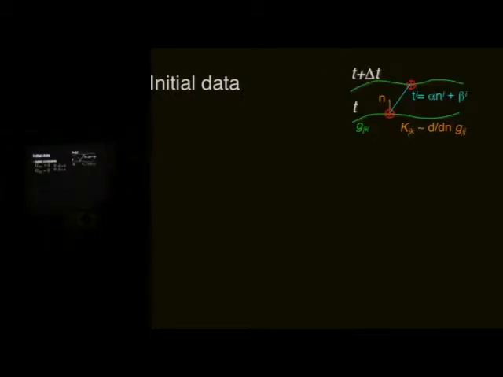Okay. But you can't just choose any metric and extrinsic curvature that you like. The metric and extrinsic curvature have to solve the Einstein constraint equations. You can think of this just like electromagnetism in vacuum. You can't just start out evolving any electric and magnetic fields that you want. The electric and magnetic fields have to satisfy constraint equations that the divergence is zero in vacuum.